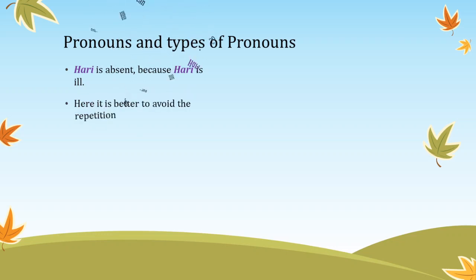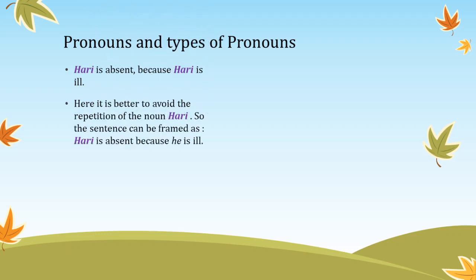Yes, instead of using noun twice, it would be better to avoid the repetition of the noun Hari, and instead of that, as he is a male, that is masculine gender, we can add he in place of Hari. So now the sentence will be Hari is absent because he is ill. So a word that is thus used, for example here he is thus used instead of the noun Hari, is called a pronoun. So the pronoun in this sentence is he, which is used instead of the noun Hari.